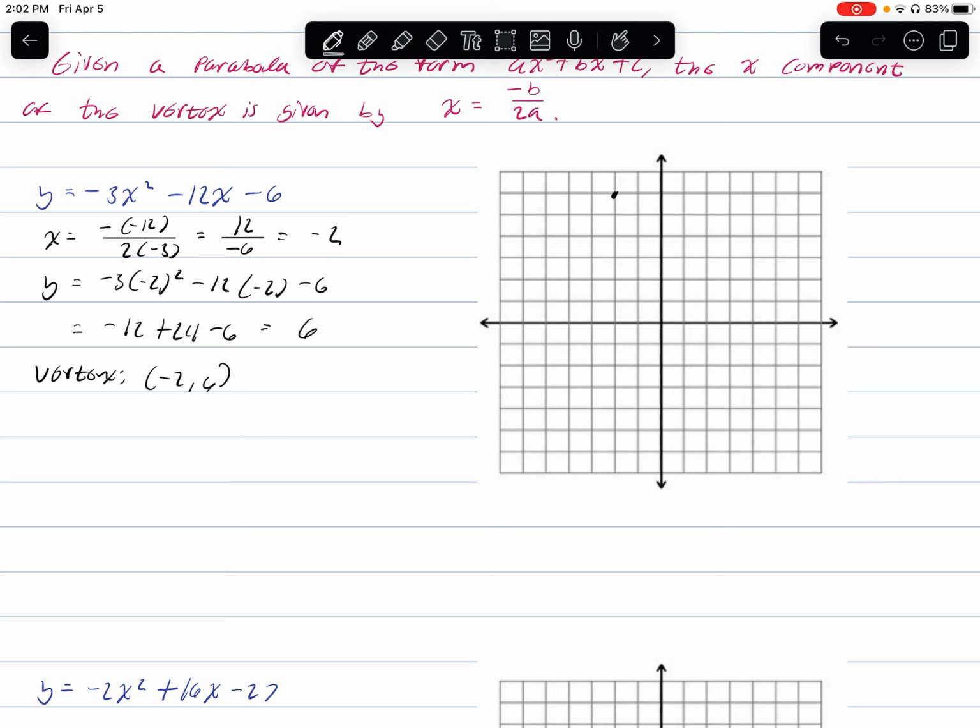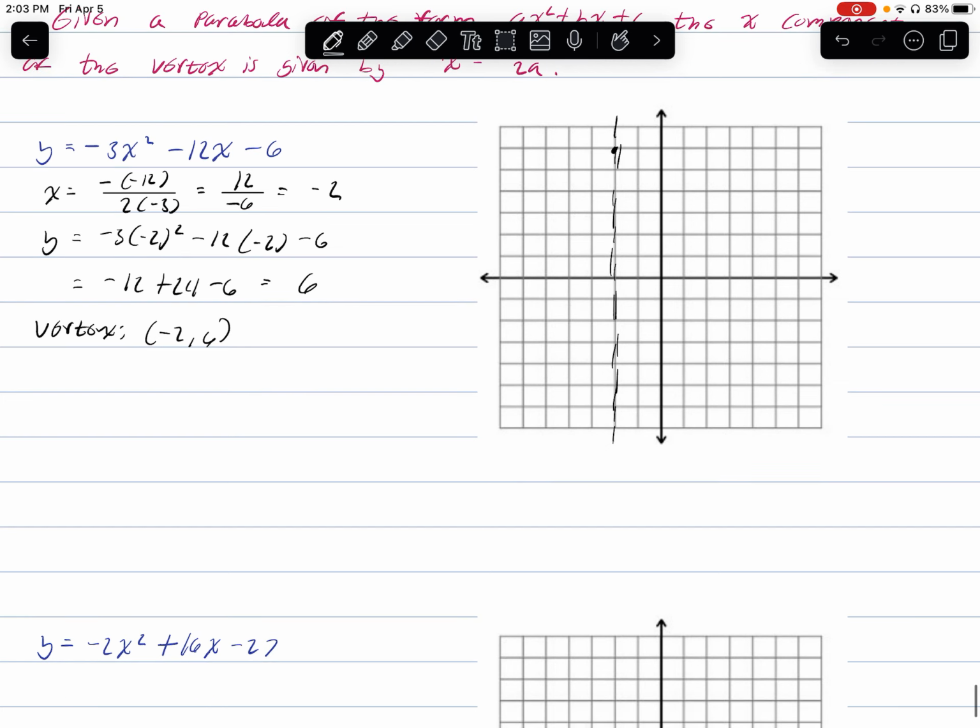So we can go left 2, up 6, and that's going to be our vertex. We can go ahead and draw that line of symmetry like this. Since that first term, negative 3x squared, has a negative number, we know the parabola is going to open down. So all we have to do, really, is pick 2 points to the right or to the left, either one, of the vertex, and then we can take advantage of the symmetry, and we can get a pretty good idea for our general shape.